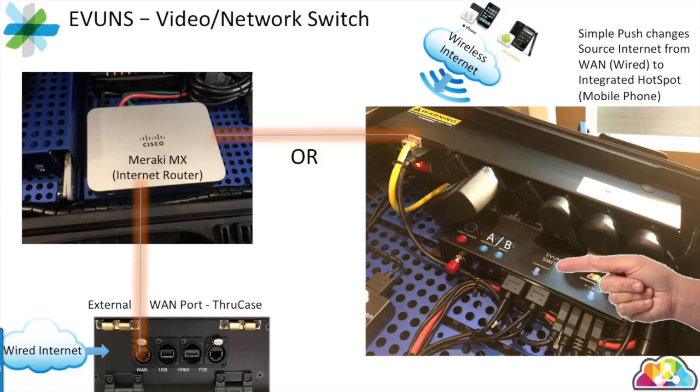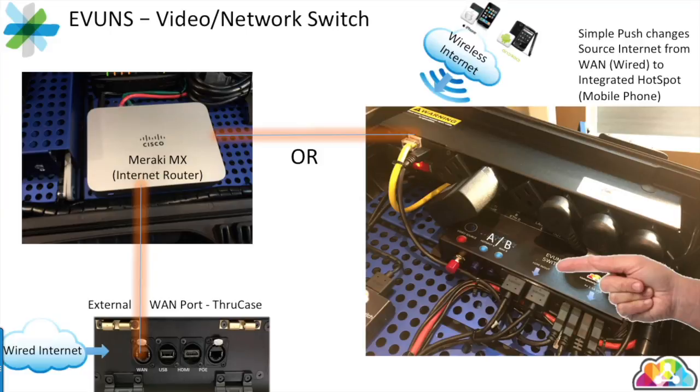Just a summary on the final feature of the network switch portion of the EVUNS solution. This is where all the HDMI interfaces are also plugging in. In the same theme, we have an A and a B button, where A is hotspot and B is WAN. If I press the A, I will redirect the internet connection through the included wireless hotspot, and B, by default, is selected within all kits. That is using the WAN port, the external port on the kit.